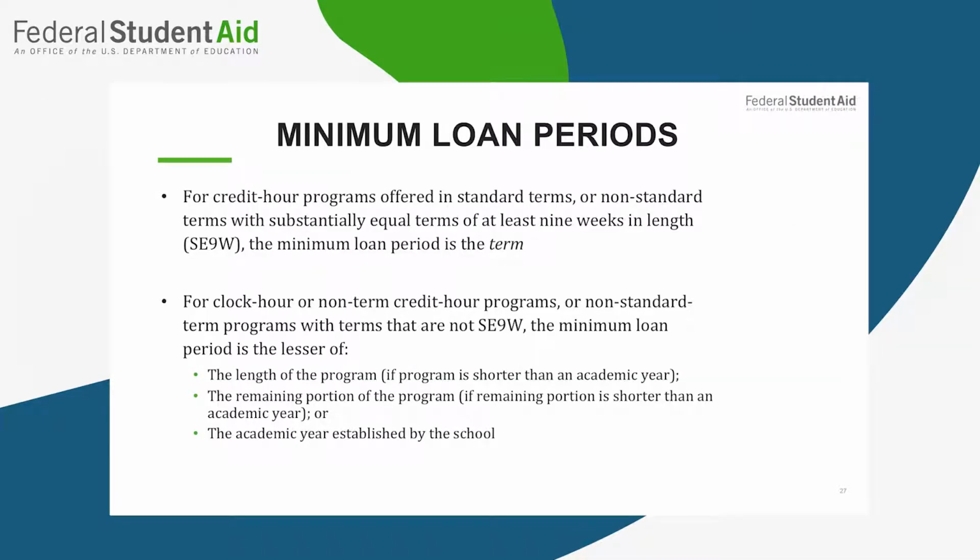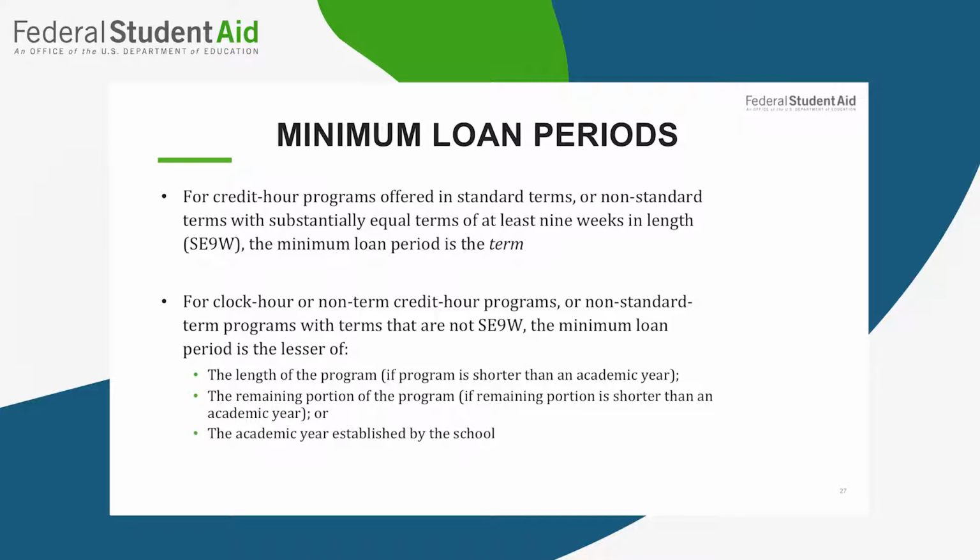If you work at an institution that has credit hour programs that are offered in standard terms or non-standard terms with substantially equal length of at least 9 weeks, we call those SE9W, substantially equal at least 9 weeks, then the minimum loan period is the term. Is the single term. That might be a semester, trimester, quarter.